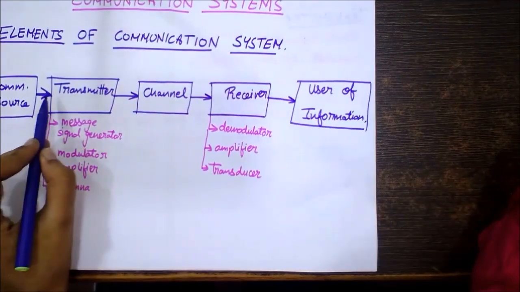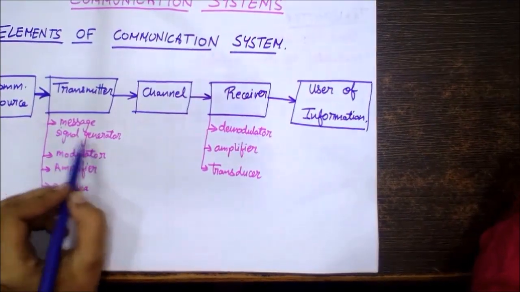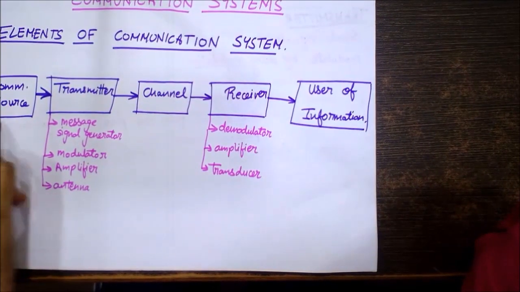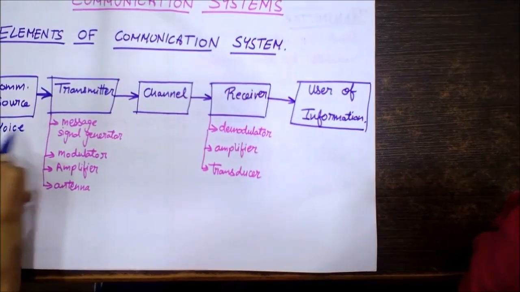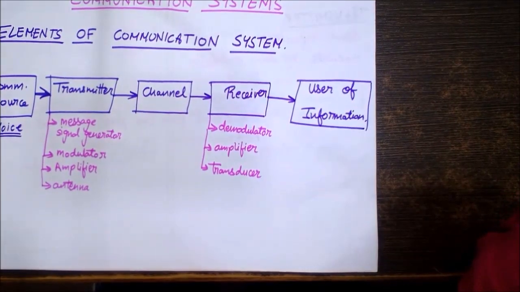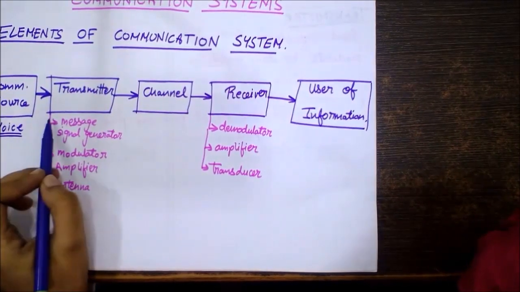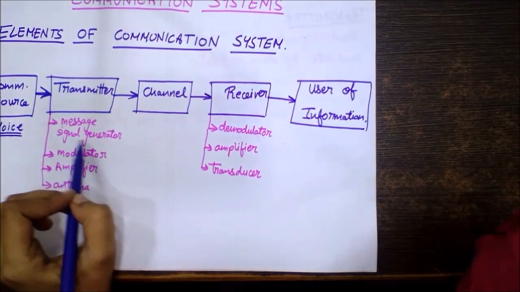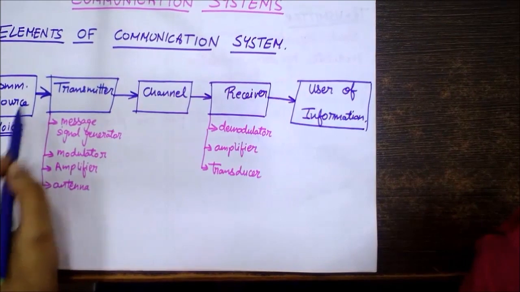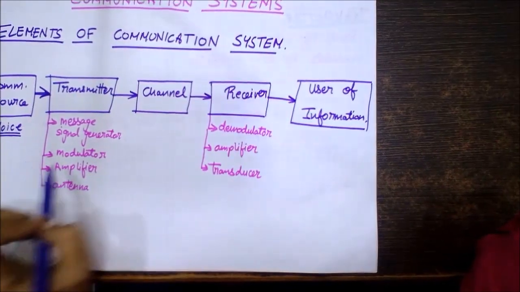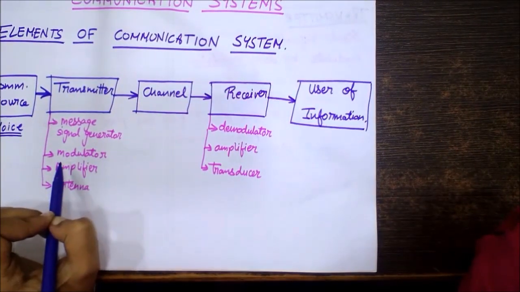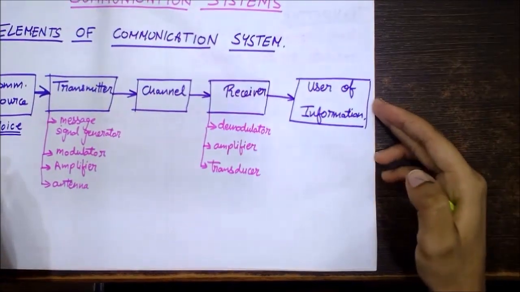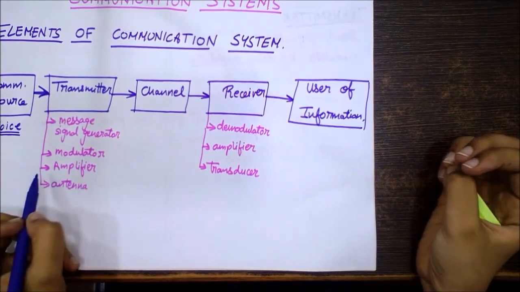Now what does the transmitter have? It has a message signal generator. Suppose you are communicating and you have given your output in the form of voice. The transmitter will take that voice and convert it with the help of the signal generator into digital signals. You also have a modulator in the transmitter. The modulator does modulation. The entire modulation concept is explained later in this chapter.